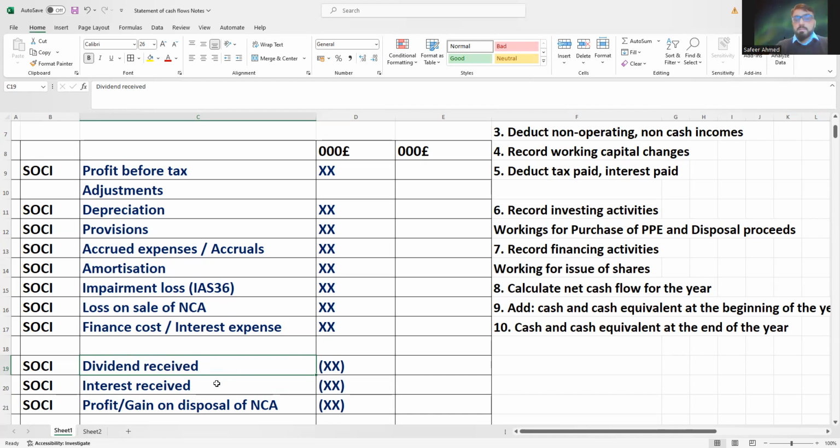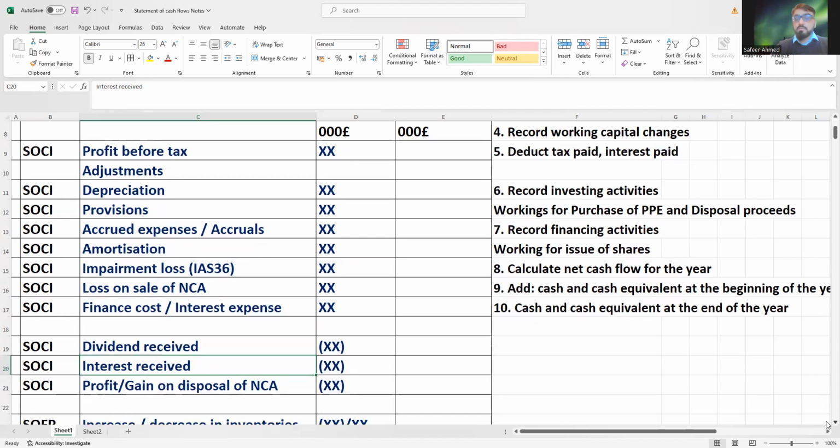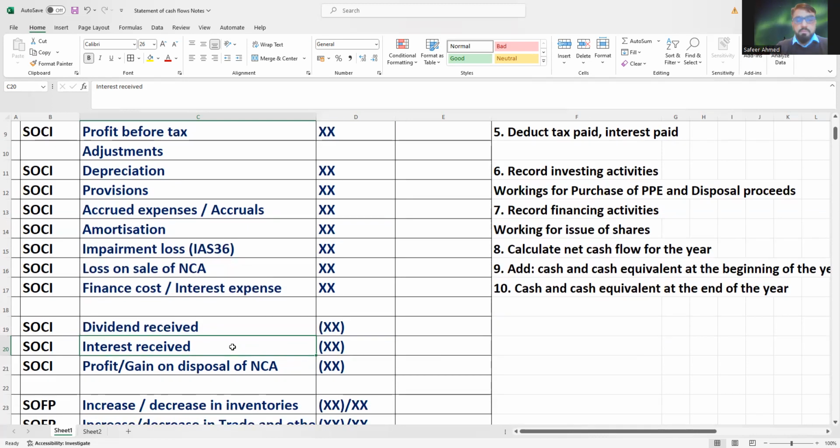Another example of non-operating income can be interest received. Again, interest received is investing income. So it should go under investing activities. So therefore, again, we will be removing it from operating activities and we will be allocating it under investing activities. So that's another example of non-operating income.